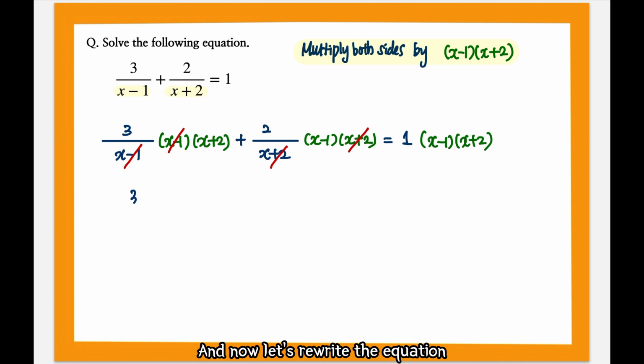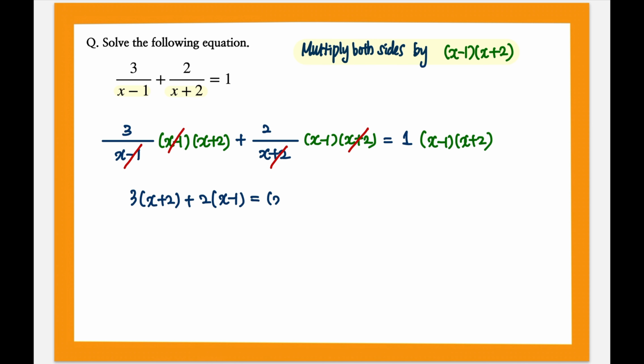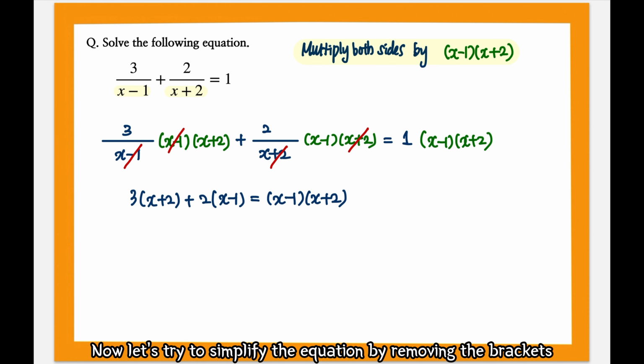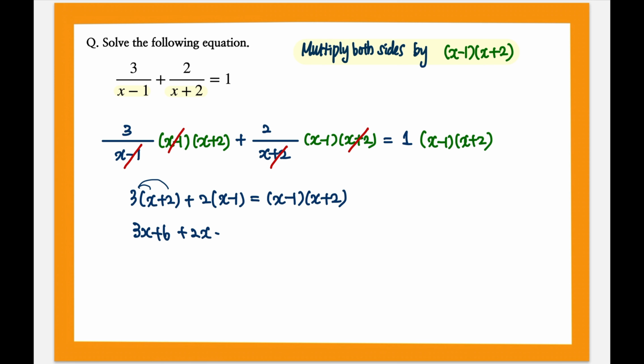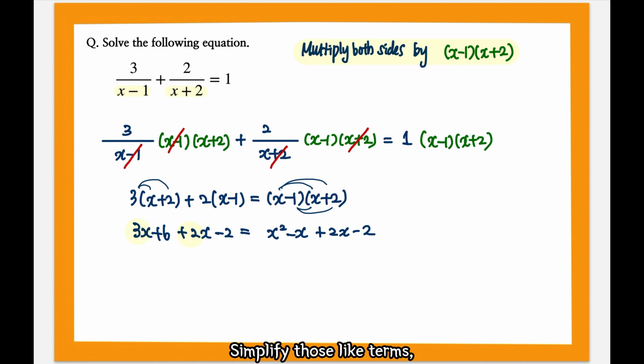And now let's rewrite the equation. 3(x + 2) + 2(x - 1) is equal to (x - 1)(x + 2). Now let's try to simplify the equation by removing the brackets. So do you remember the expanding rule? So we could rewrite the equation into 3x + 6 + 2x - 2 is equal to, try to expand, x squared minus x plus 2x minus 2. Simplify those like terms, then we get 5x + 4 equals x squared + x - 2.